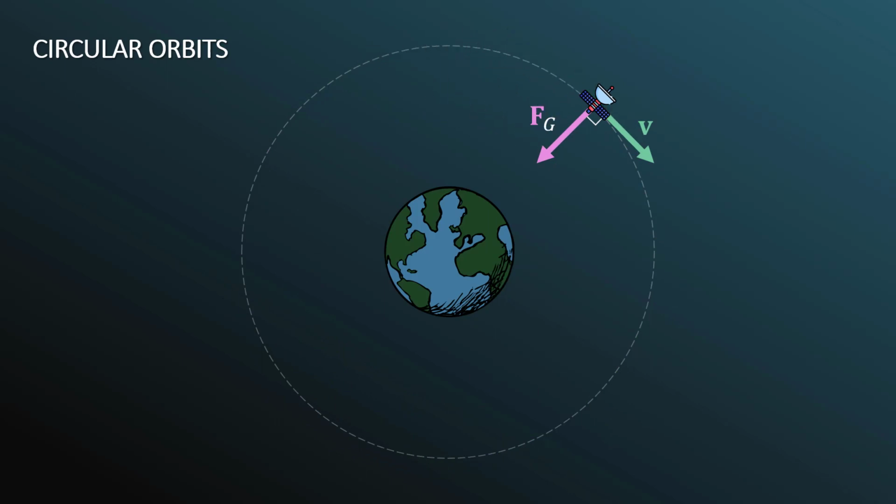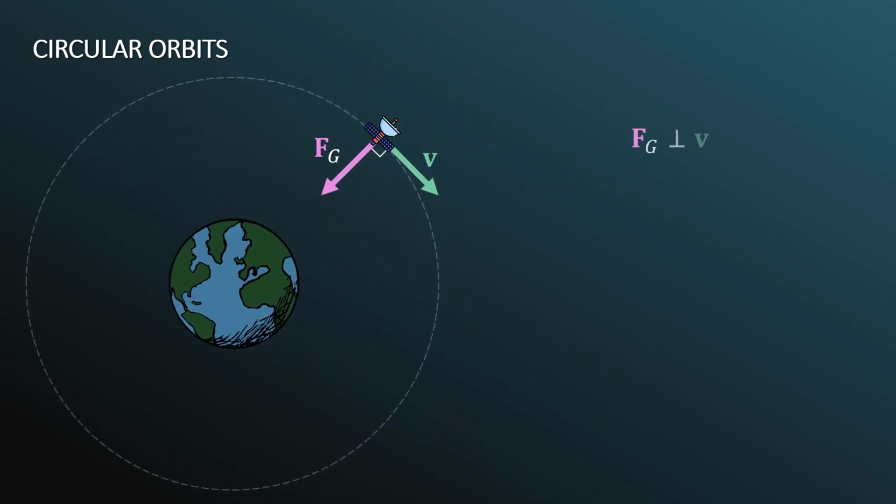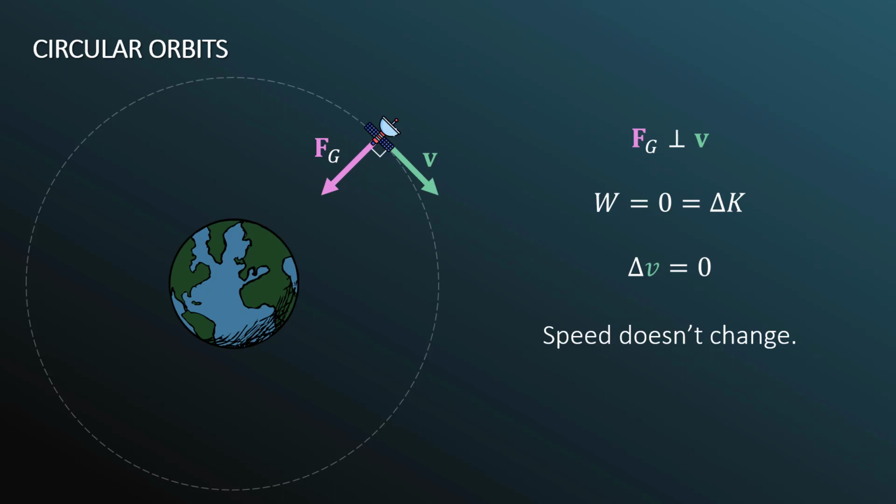Now, what are some properties of circular orbits? One, as I already mentioned, the gravitational force is completely perpendicular to the velocity, which means it's completely perpendicular to the direction of the displacement. What does that mean? It means that no work is done on the satellite by the force of gravity. So there's no change in the kinetic energy because no work is done. That means the change in the speed is exactly zero. Speed doesn't change. So at every point along this circular path, the speed of the satellite is the same.